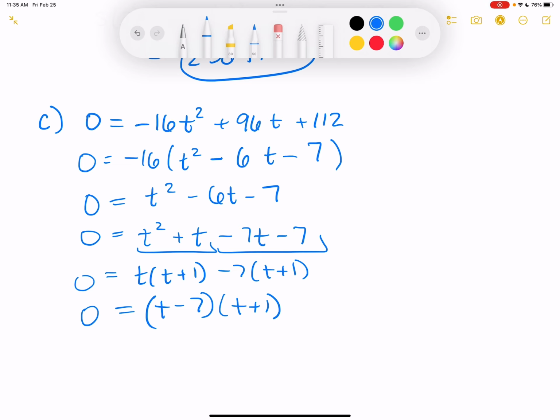So this would imply then that t is equal to 7 or t is equal to negative 1. But we can't have that. Bad. Extraneous.